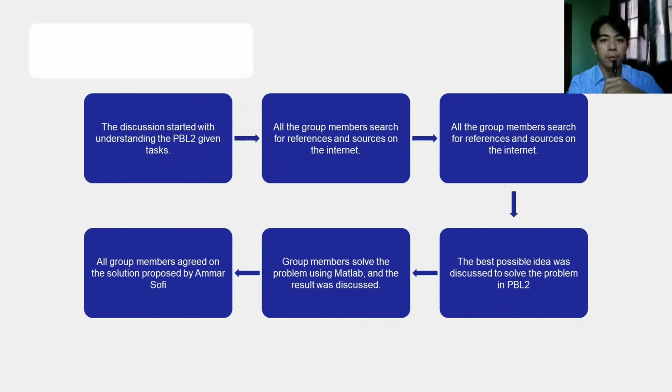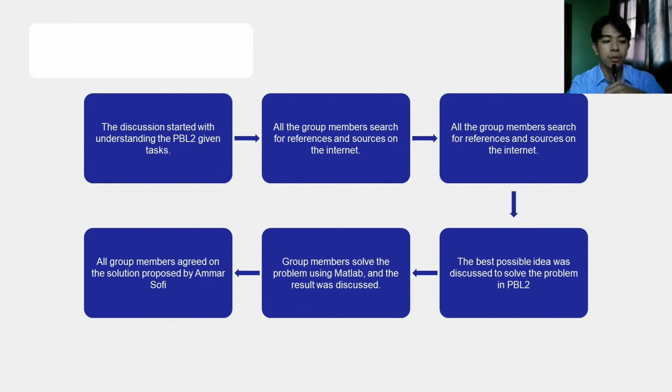For this part, I'm going to explain the flowchart of our brainstorming process. The process began with a discussion by understanding the PBL2 given tasks, and then all the group members searched for references and sources on the internet, and then we collected all the references and sources, and they were compared to find the best possible idea to solve the problem in PBL2.